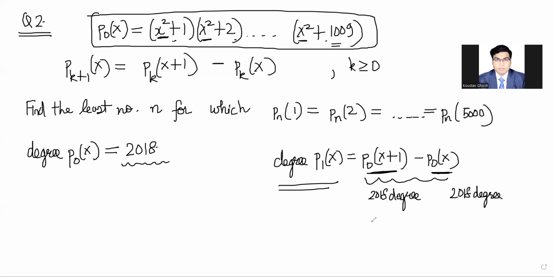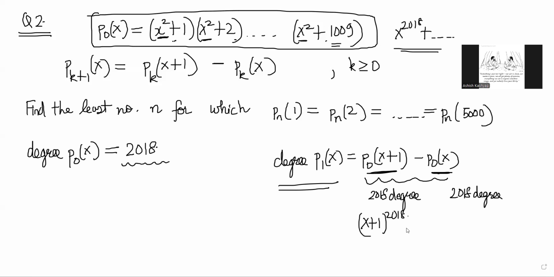I guess it will be the same, no, sir? Because of the 2018 degree with the P0, this minus... Think about it. See, the highest term here is x power 2018, right? After that, there are some other terms, right? What will happen when you do P0 of x plus 1? It will be (x plus 1) power 2018 plus other terms, right? Minus P0 of x will be x power 2018 and other terms, right? You should see that x power 2018 gets cancelled. Do you understand that the highest power term will get cancelled when you subtract?